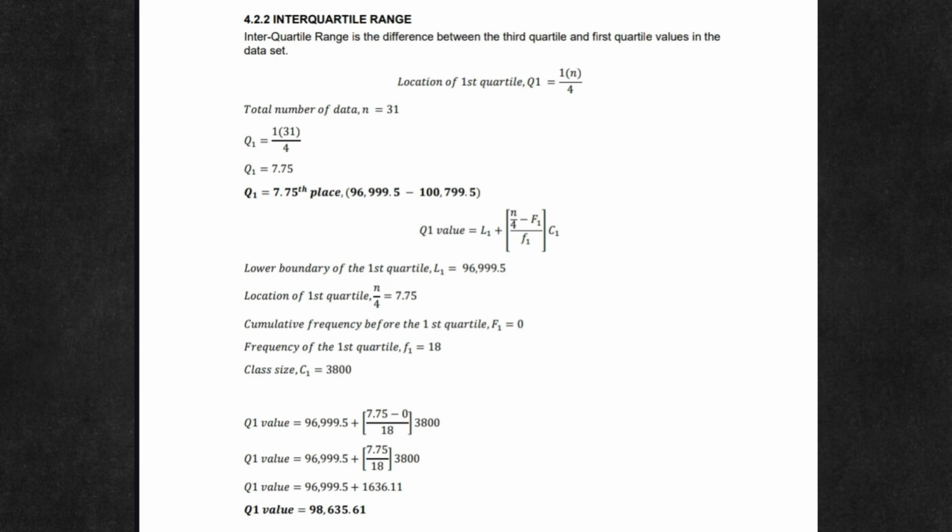Then we need to find the first quartile value using the formula. After calculating, we found that the lower boundary of the first quartile class is 96,999.5, and the location of the first quartile is 7.75. The cumulative frequency before the first quartile is equal to 0.